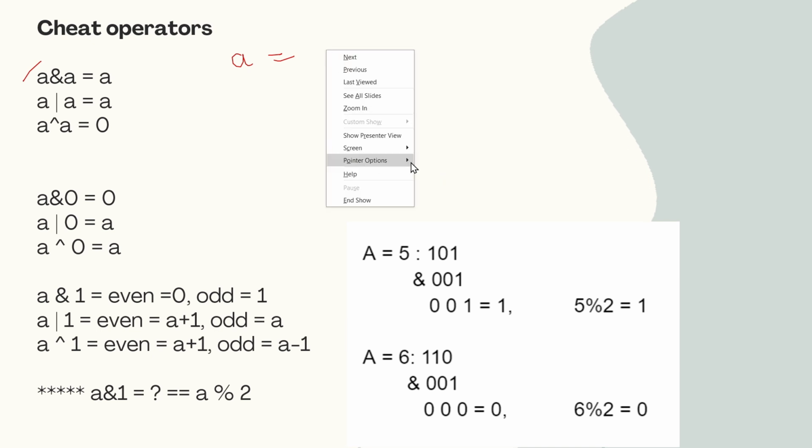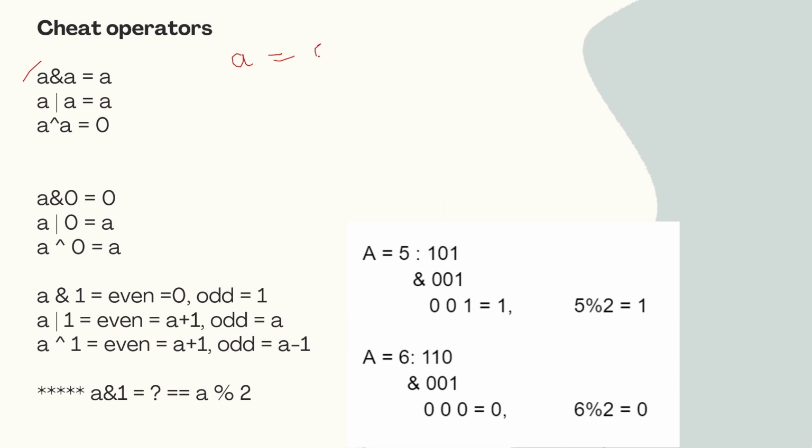Let's say you have 0 1 0. So what is the value for it? Can you tell me? The value is: here it is 2 power 0, here it is 2 power 1, here it is 2 power 2. I hope you know these things, right?